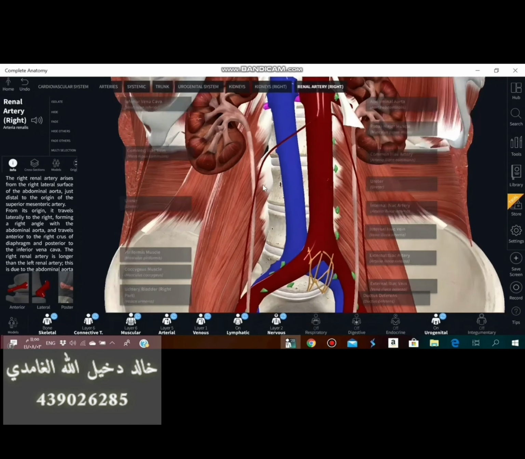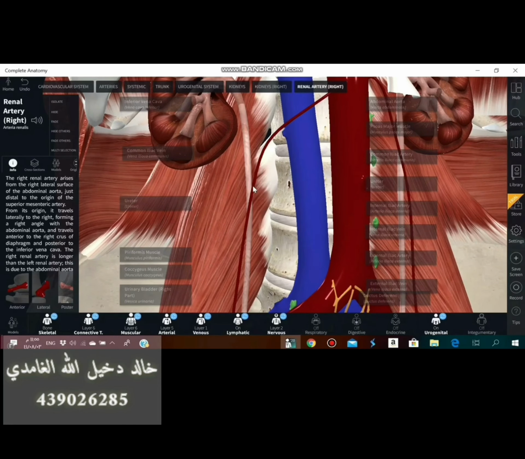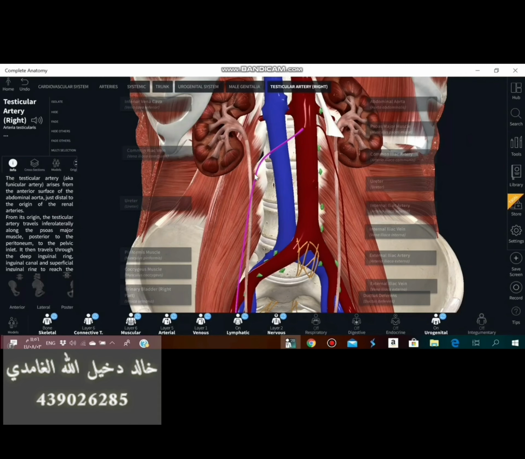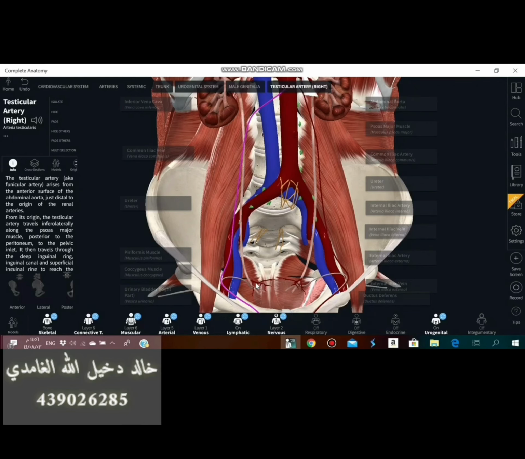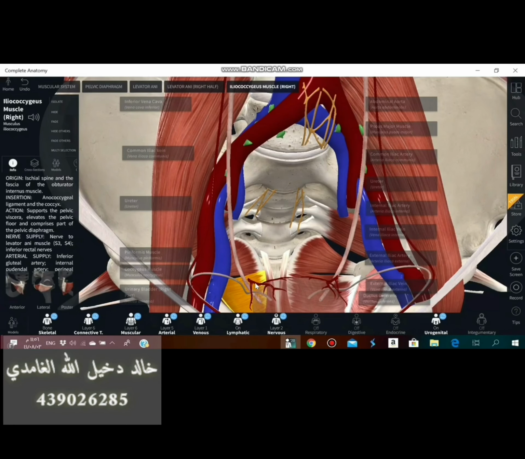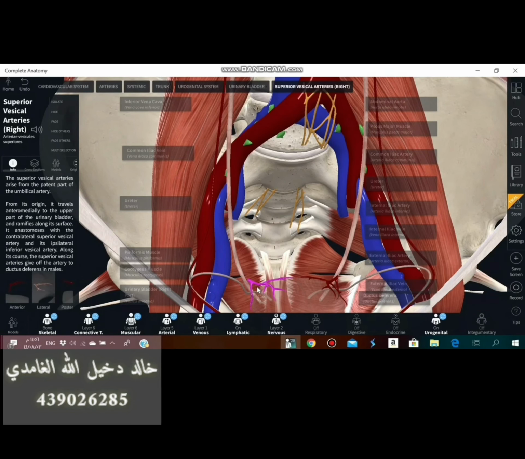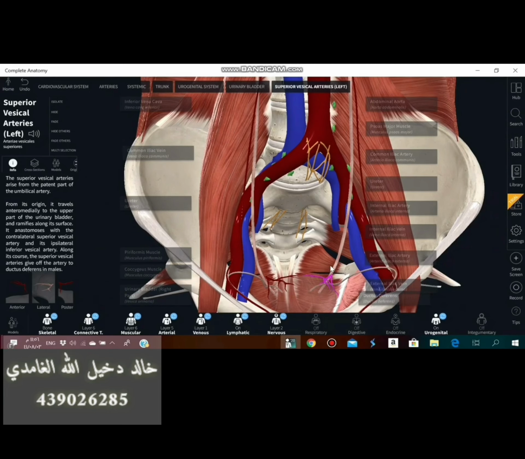This is the testicular artery. The middle of the ureters is supplied by the testicular artery. The ureters in the pelvis are supplied by the artery called the superior vesical artery. Here is the superior vesical artery from the right, and we have the superior vesical artery from the left, to supply the ureters from the pelvis area.